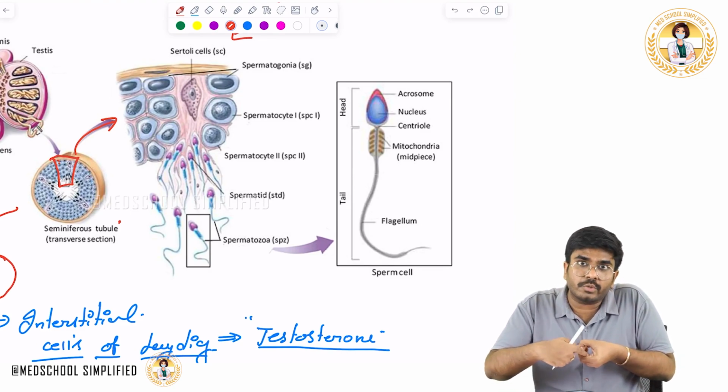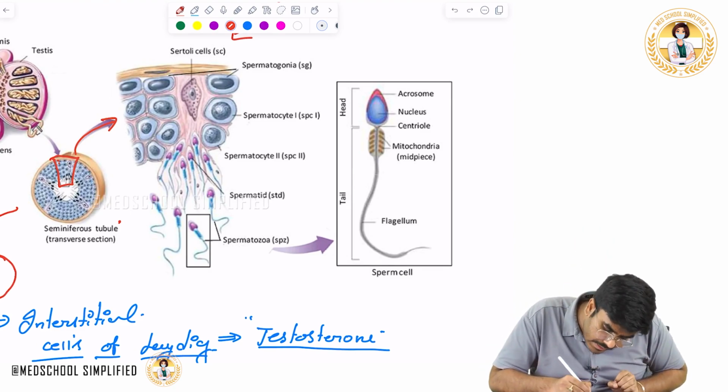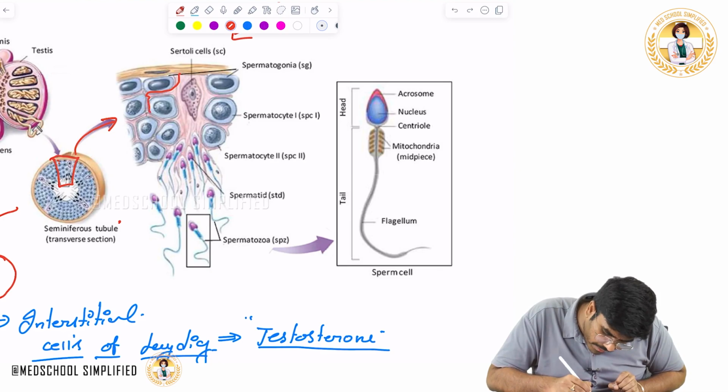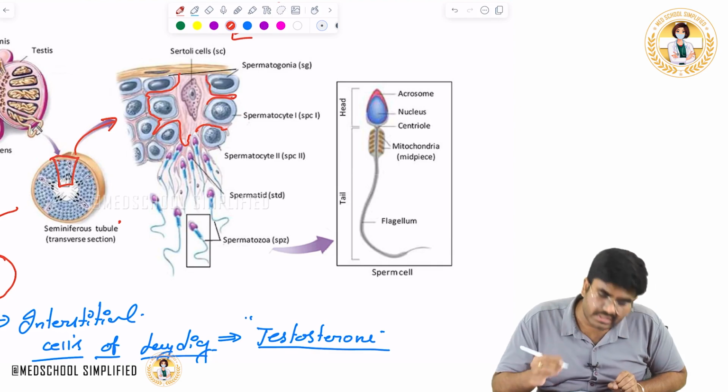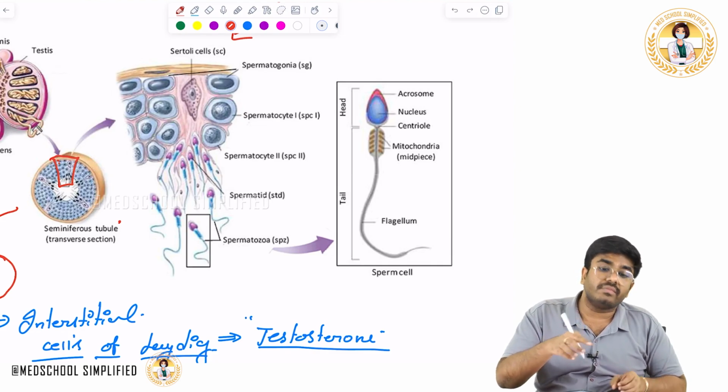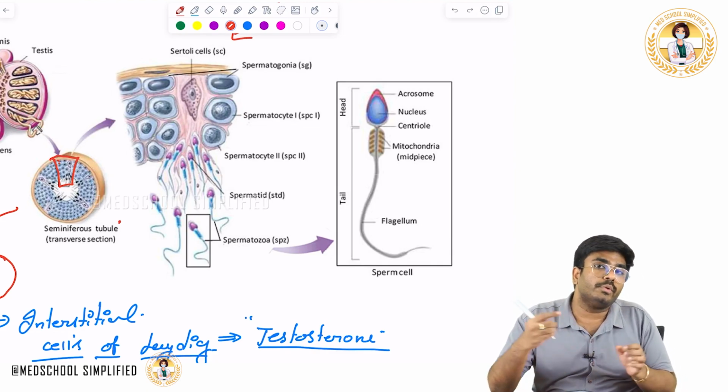In the seminiferous tubule, there is the Sertoli cell present. Okay, here are the Sertoli cells. Actually, this whole pink thing is a Sertoli cell. Okay, this is the Sertoli cell. Now, Sertoli cells, where are they present? Sertoli cells are present within the seminiferous tubule.